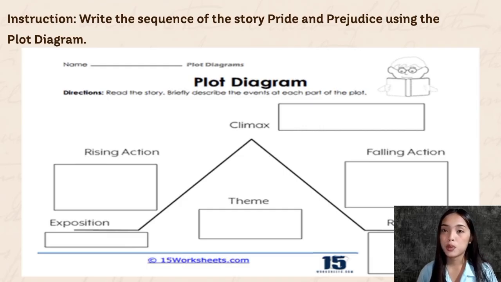And including the theme, you will determine what the theme of the story is. Any questions or clarifications? Okay, since none, we're done.